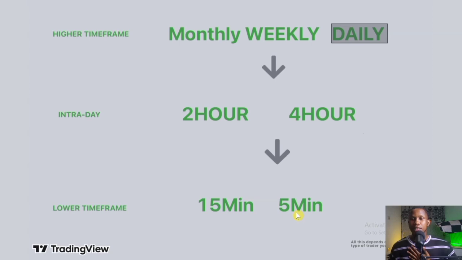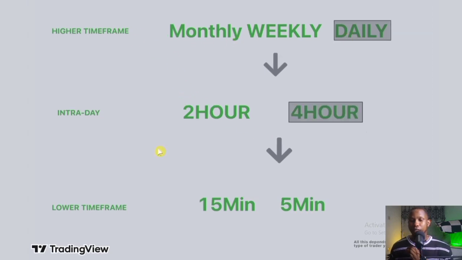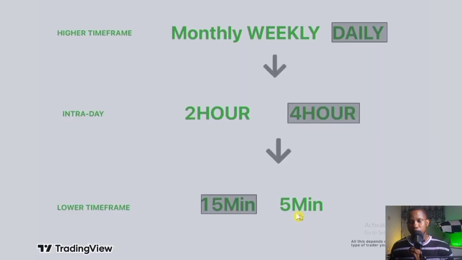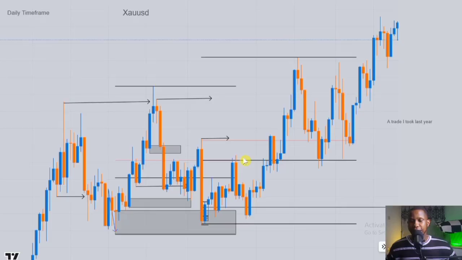For me personally, from my higher time frame, I choose daily. My intraday, I use the 4-hour. Then for my lower time frame, I use the 15 minutes. Sometimes I even go further towards the 5 minutes. So this is gold daily time frame now, and these are trades that I took last year. Now let me go ahead and delete this chart and show you how I was able to use the same top-down analysis approach to trade this gold.